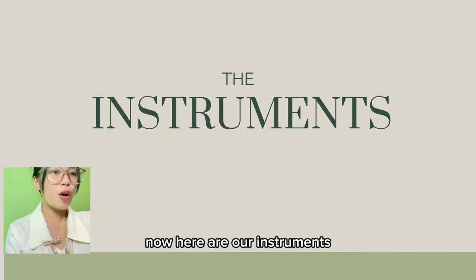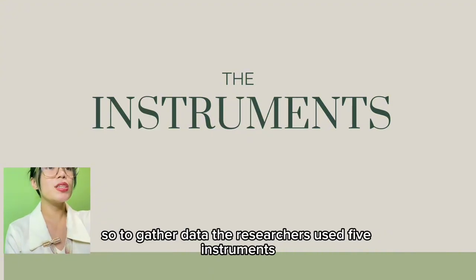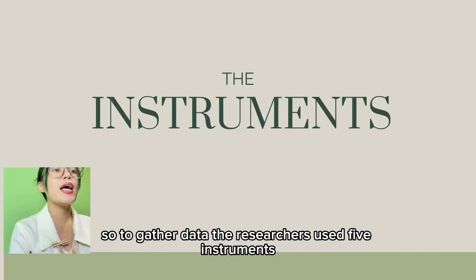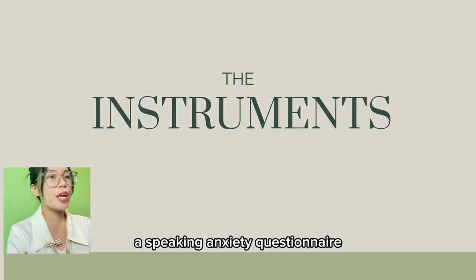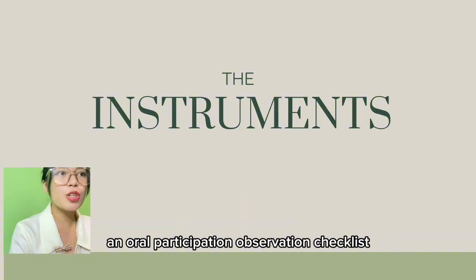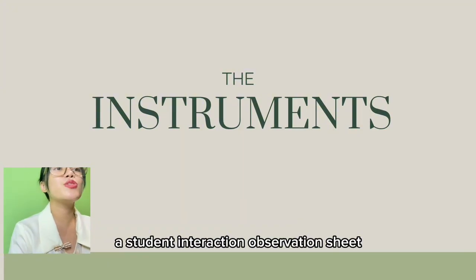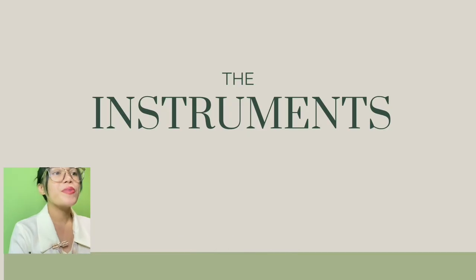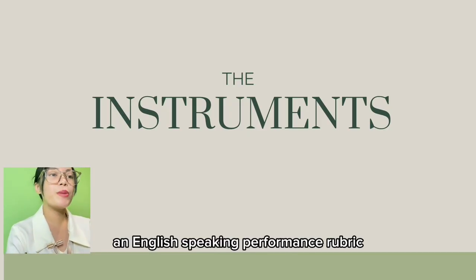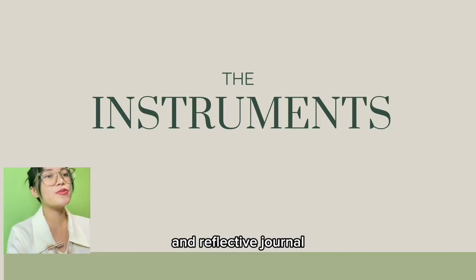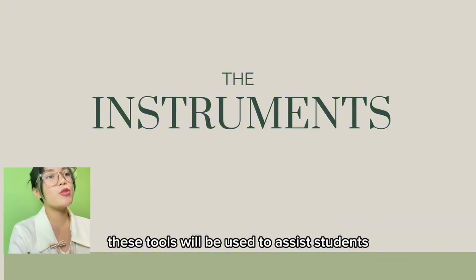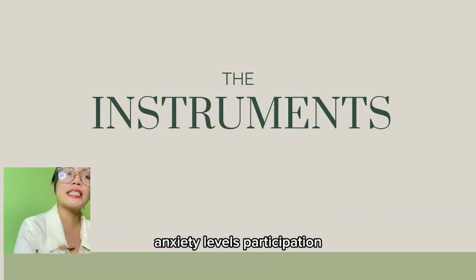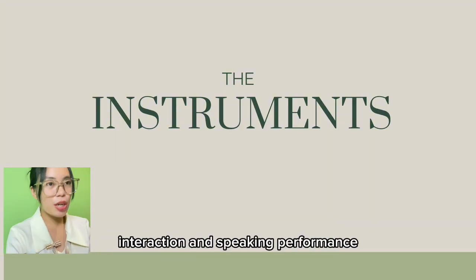Now, here are our instruments. To gather data, the researchers use five instruments: a speaking anxiety questionnaire, an oral participation observation checklist, a student interaction observation sheet, an English speaking performance rubric, and a reflective journal. These tools will be used to assess students' anxiety levels, participation, interaction, and speaking performance.